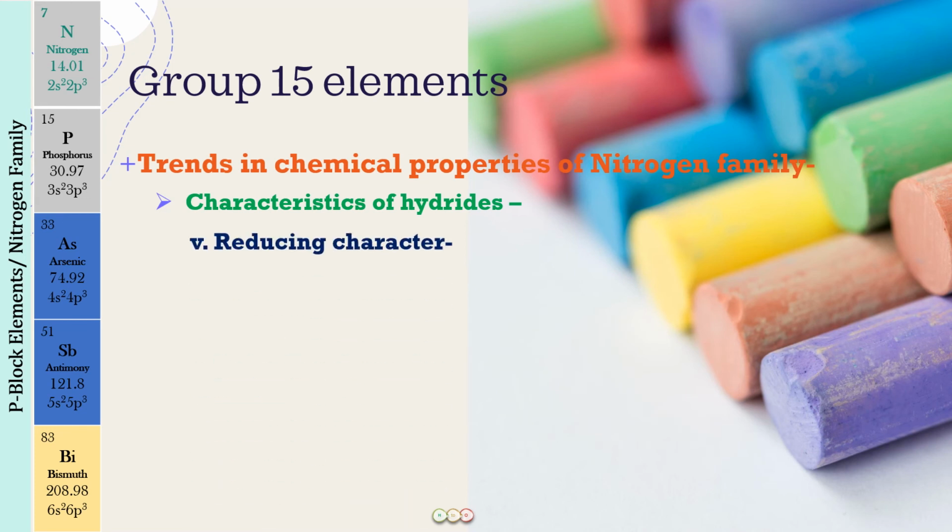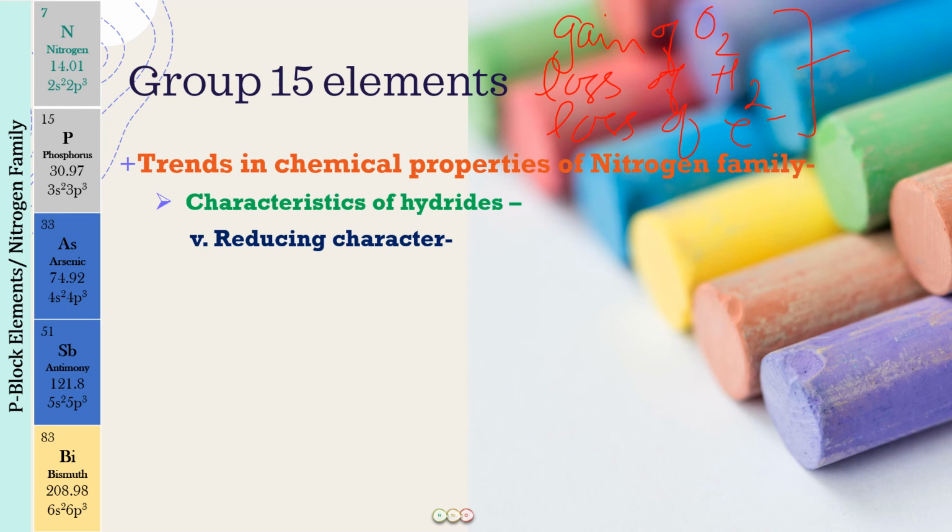Now next we have the reducing character. Reducing character means that these are going to act as good reducing agents, or they should have a good property of getting oxidized themselves, right? So oxidation in terms of oxygen means gain of oxygen, or it can mean loss of hydrogen, or it can mean loss of electrons, right? So this is what we mean by an oxidation reaction, and these substances which can get oxidized will act as good reducing agents.